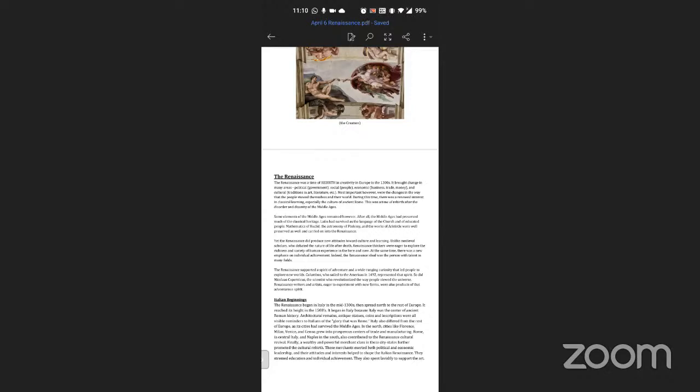This was a time of rebirth after the disorder and disunity of the Middle Ages. Some elements of the Middle Ages remained, however. After all, the Middle Ages had preserved much of the classical heritage. Latin has survived as the language of the church, and still Catholic people are using the Latin language, and of educated people.